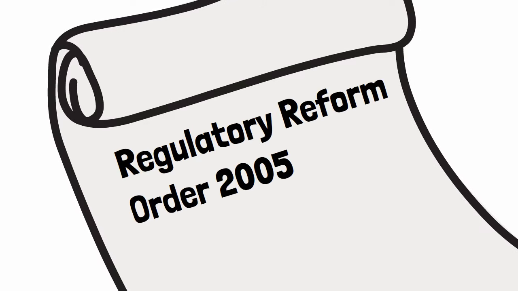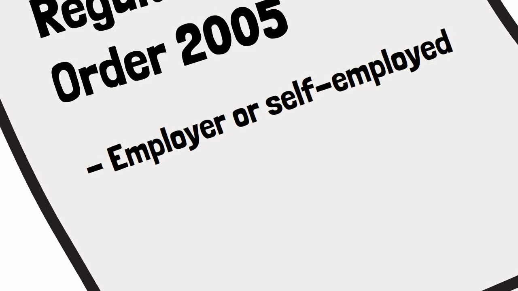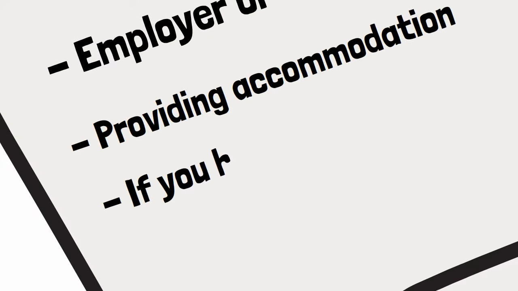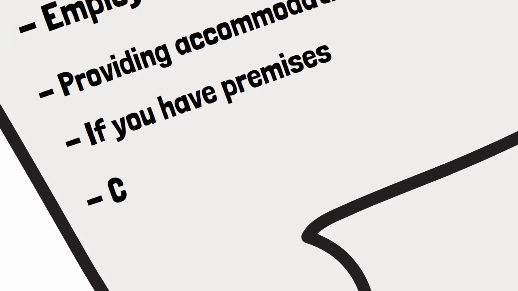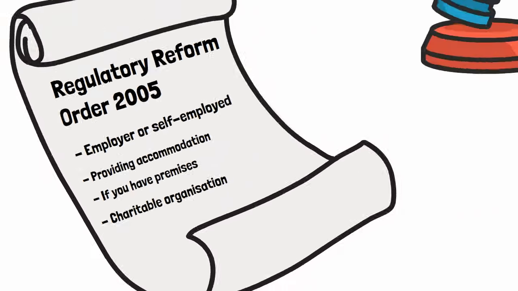When we're talking about fire safety, we are referring to the Regulatory Reform Order, which we must stick to. It refers to anyone who's employed, employers, self-employed, office spaces. If a space is used for a business or accepting paying guests, and it doesn't matter whether you're a charity or whether only part of the building is used for business purposes.